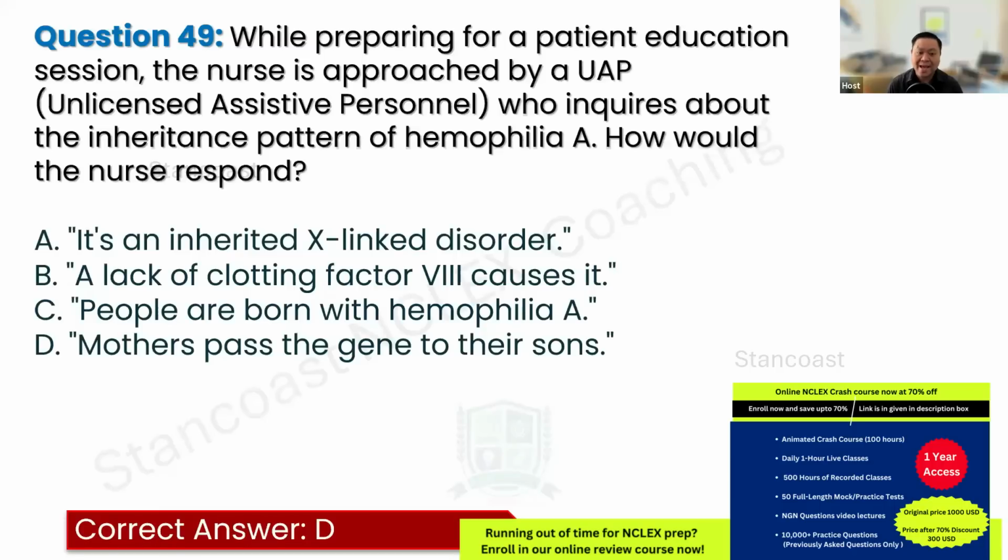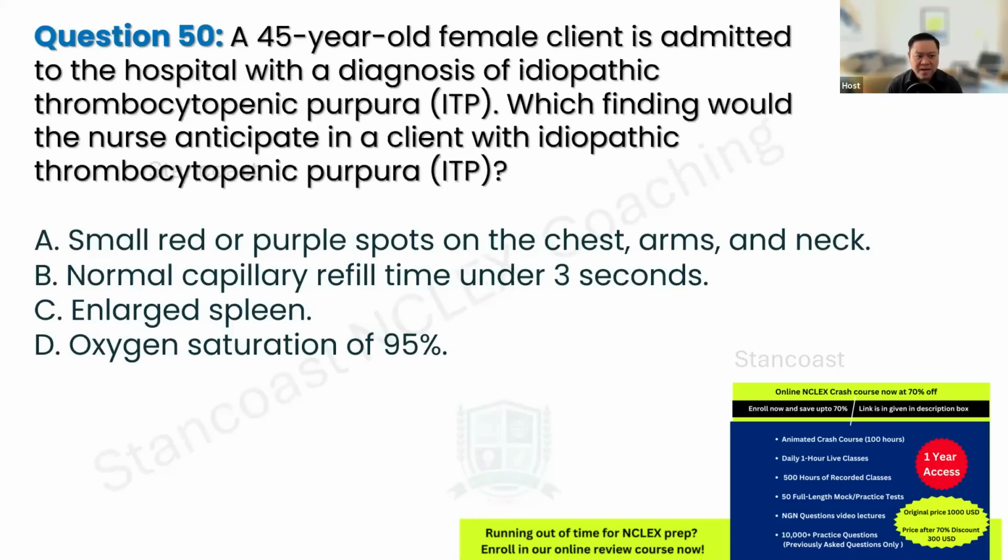non-complex medical language. Number 50, a 45-year-old female client is admitted to the hospital with a diagnosis of idiopathic thrombocytopenic purpura, or ITP. Which finding would the nurse anticipate in a client with idiopathic thrombocytopenic purpura? A, small red or purple spots on the chest, arms, and neck. B, normal capillary refill time under 3 seconds. C, enlarged spleen. And D, oxygen saturation of 95%.